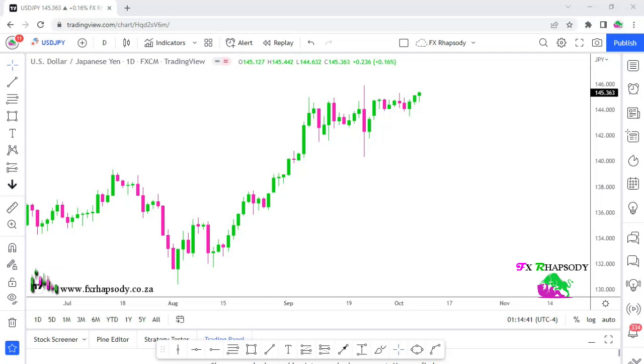Today we're doing analysis on two currency pairs. It's going to be the US dollar, Japanese yen, and then the euro, US dollar.